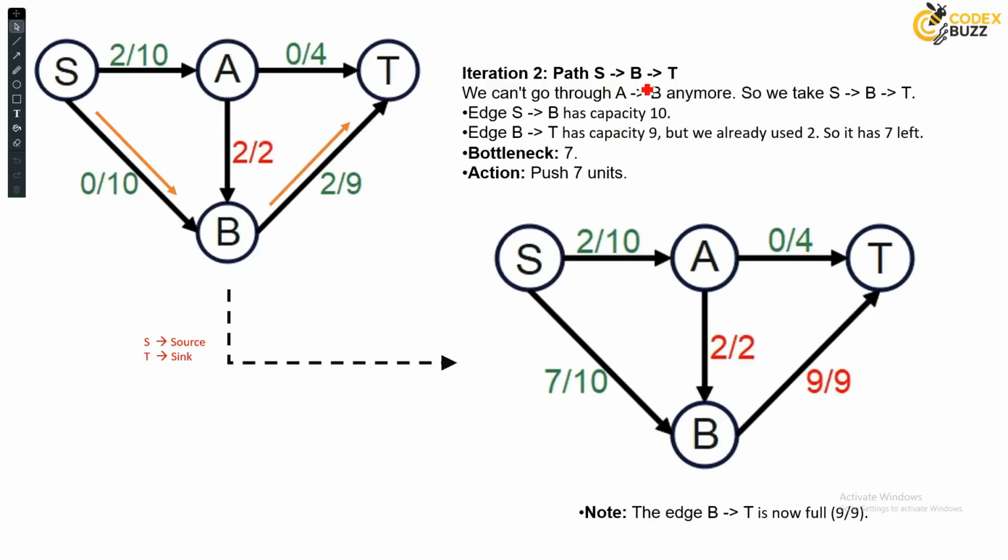The second path is S to B and B to T. So what are the capacities we are having here? हमारे पास यहाँ 10 कैपेसिटी है. हमारे पास यहाँ पे 7 is the capacity remaining here. Okay, out of the capacities 10 and 7, what is the bottleneck here? 7 is the bottleneck, right? So it means that we are pushing 7 units in this path. So यहाँ पे 7/10 हो जाएगा, यहाँ पे 9/9 हो जाएगा. अब आप देख रहे हो the edge B to T फुल हो चुका है. इसका मतलब हम कोई भी डेटा B to T से पास नहीं कर सकते. ये तो फुल हो चुका है, right?